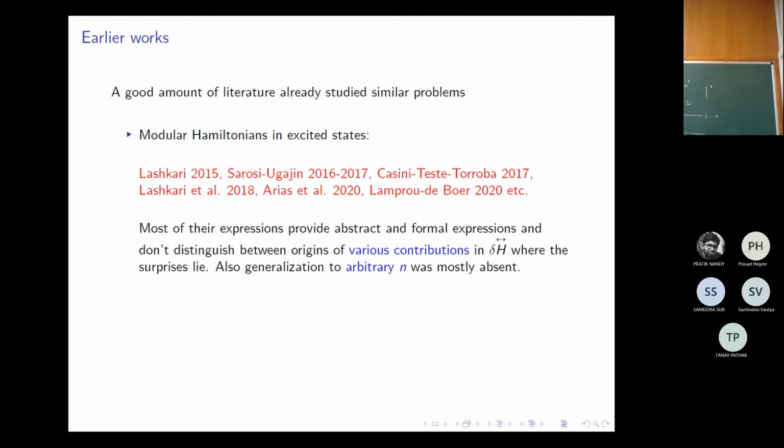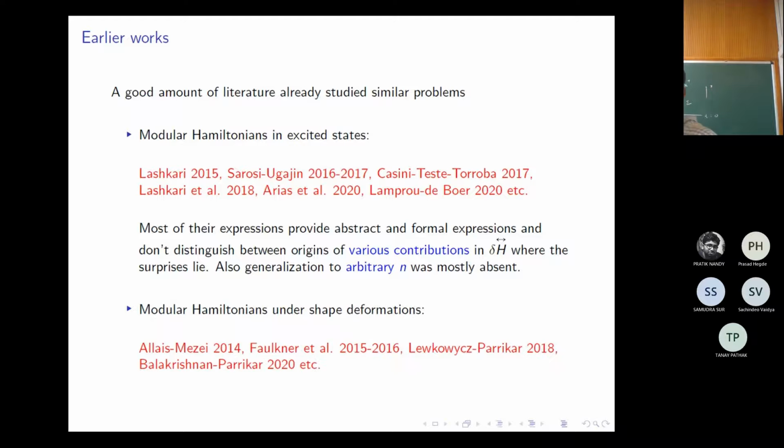Yeah, so as you can see, for a long time people have been calculating these excited state modular Hamiltonians, but most of their expressions are quite formal and abstract. And we will be using certain expressions coming from one of these papers, for example, this paper by Sarosi and Ugajin. What is missing in those papers is that they don't distinguish between the origins of various contributions in delta H, which, as I'll show you, is where the surprises lie. Also, most of them talked about stress tensor perturbation, and we will be doing some arbitrary n perturbation.